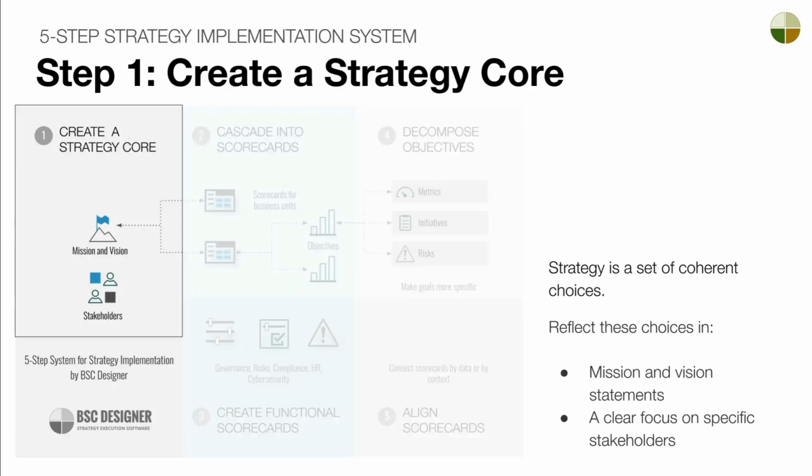Step 1. Create a strategy core. At a conceptual level, strategy is a set of coherent choices. Depending on the school of thought, these choices are shaped by your understanding of stakeholders and their needs, how your product or service is positioned in the market, and your business model, including how you attract and retain customers.